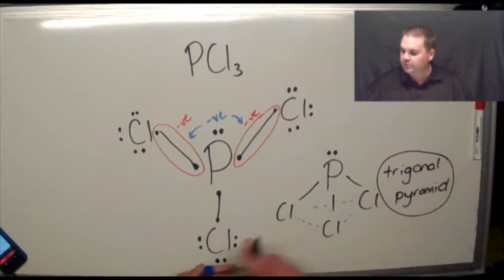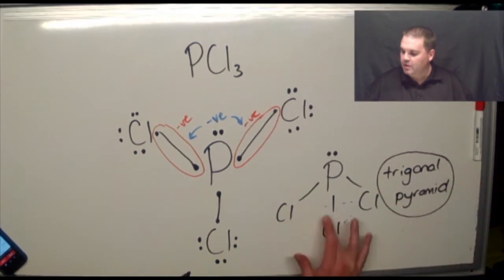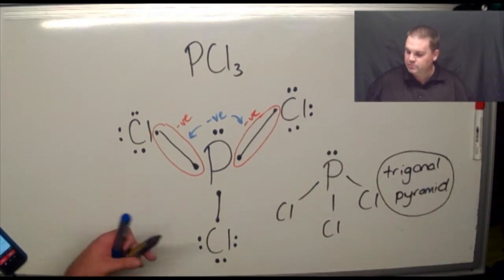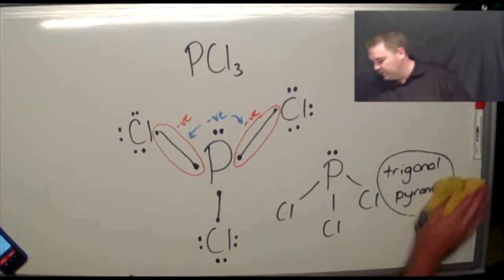You would not draw in these blue lines though, you would leave phosphorus trichloride as that shape with the lone pair of electrons, okay. Let's go on to another one.